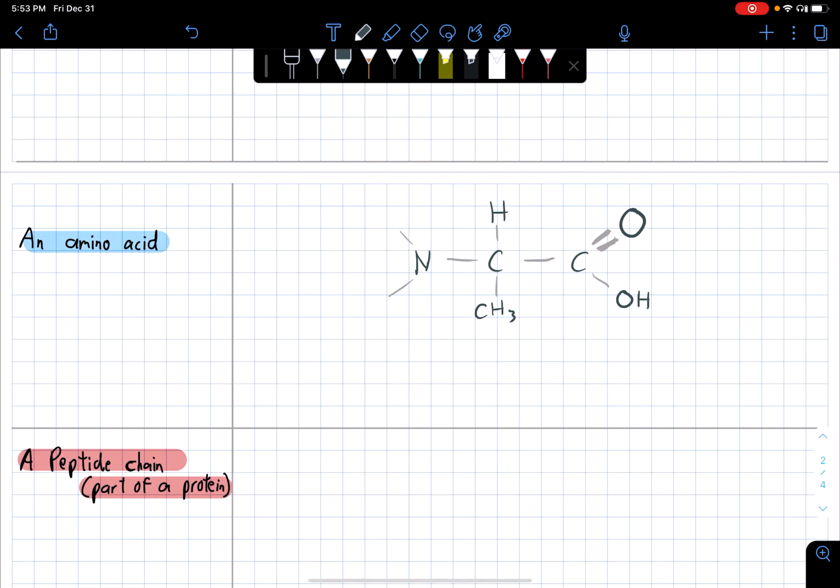Then we have H above. Then H at the left, both at the north and at the south. So yes, that's basically how we draw an amino acid. This is it, the final product.